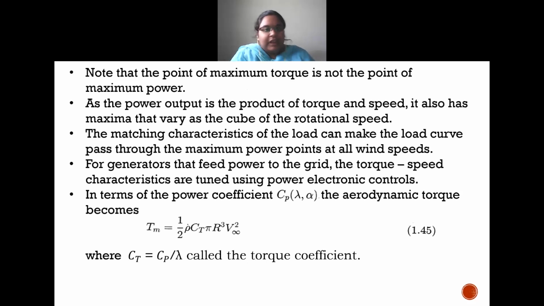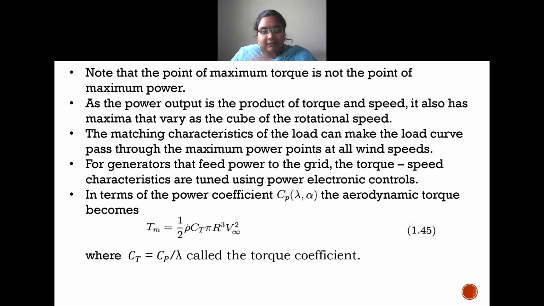Now for the generators that feed power to the grid, the torque speed characteristics are tuned using power electronic controls. If the generator is connected to a grid, then whatever torque speed characteristics we have from the generator should be matching whatever the load characteristics are for the grid.